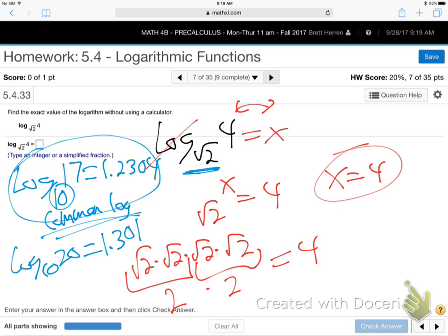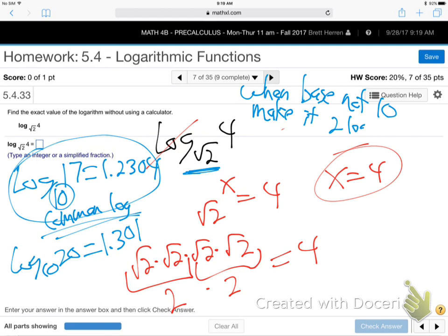And the answer is you do them in 2 logs. Do you know that? That's what I wanted to show you here. I'll show you how to do this in your calculator. When the base is not 10, make it 2 logs.